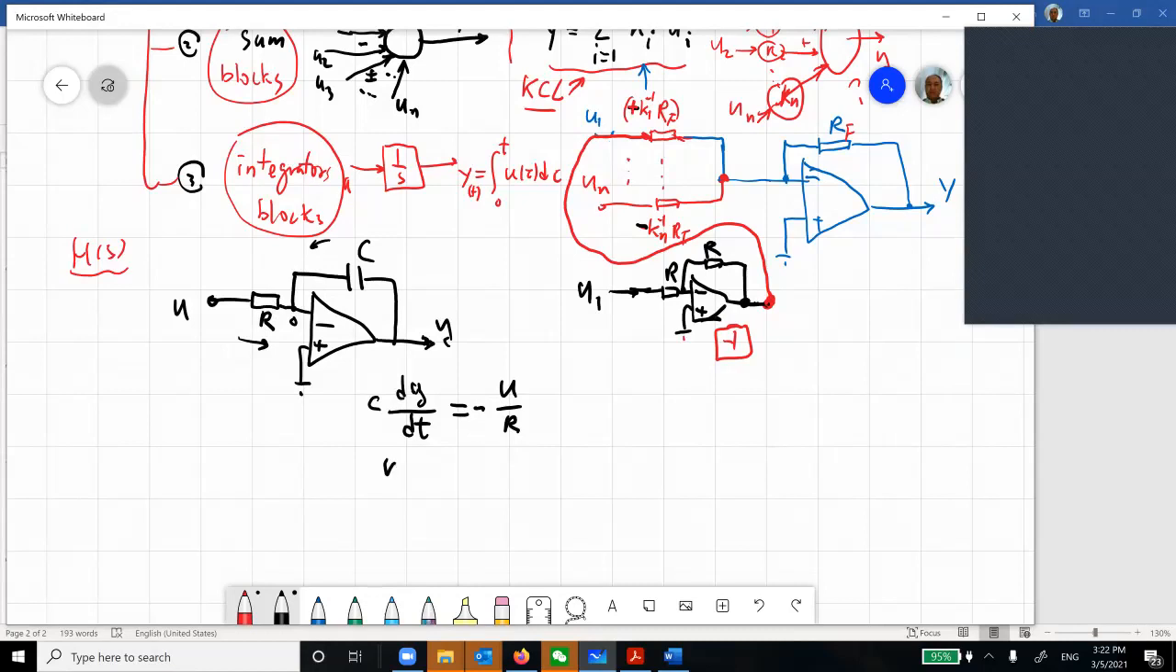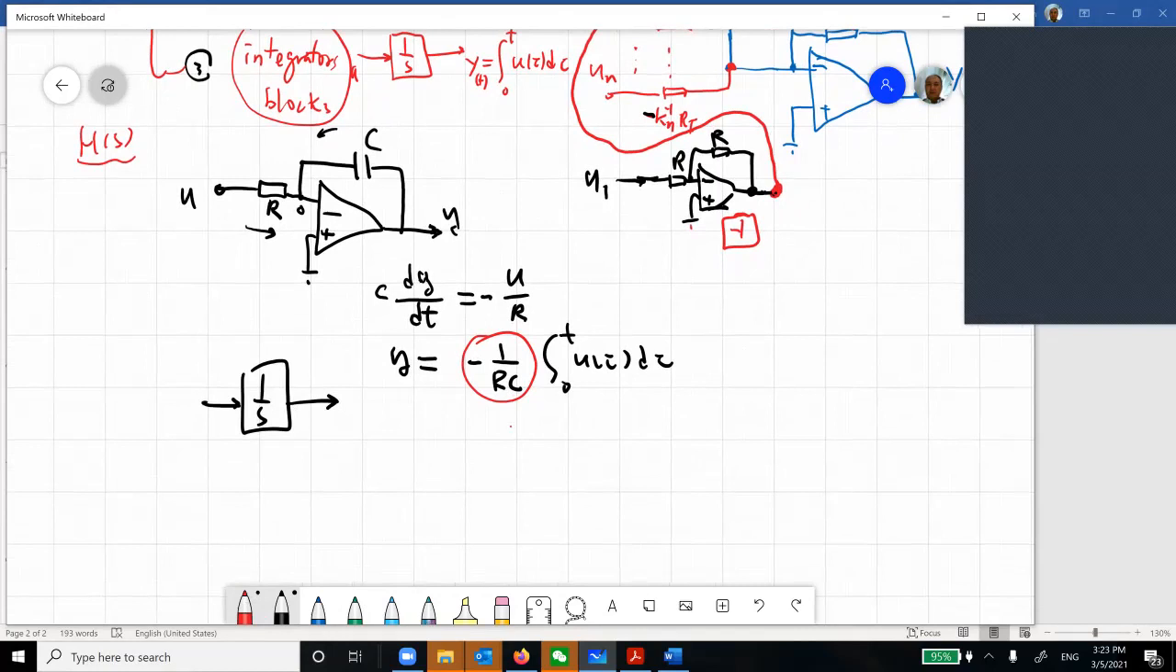Minus. So therefore, Y equals what? Y equals minus 1 over RC, integral from 0 to T of U(tau) d tau. Okay, so that's the integrator, exactly like what we wanted here. But you say, I don't like this. That's easy.